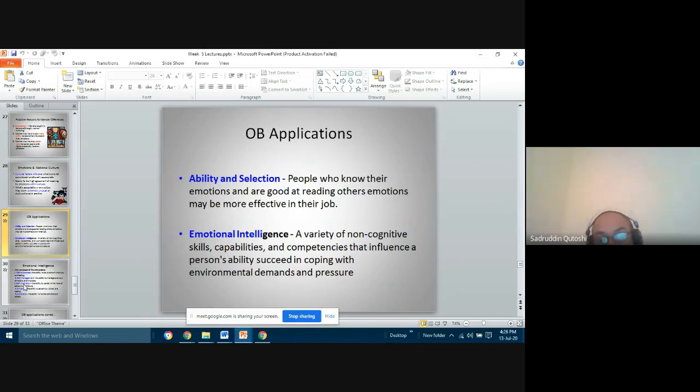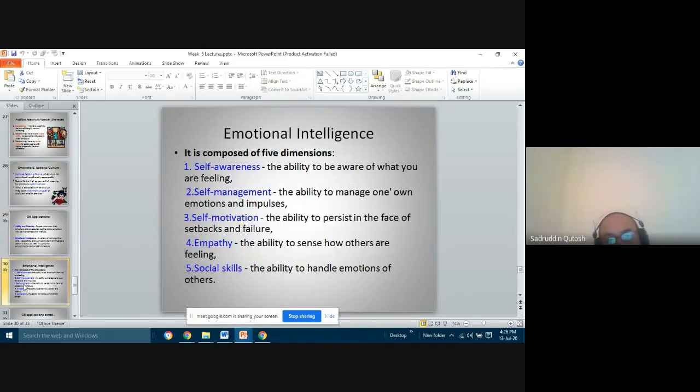For that, you need emotional intelligence. Emotional intelligence gives you an understanding of who is emotionally intelligent and who is not, and in what kind of situation one needs to react, and why. To understand emotional intelligence, you need to look at five dimensions. These dimensions help you to understand whether a person is emotionally intelligent or not.